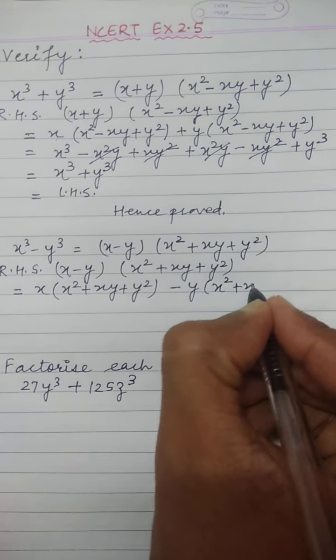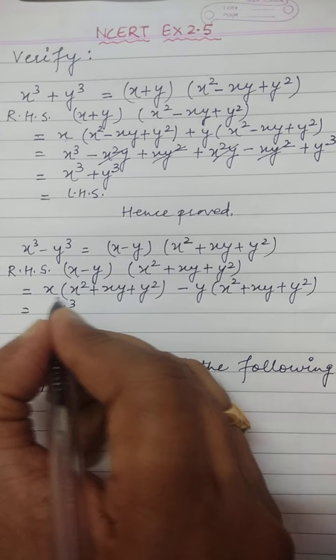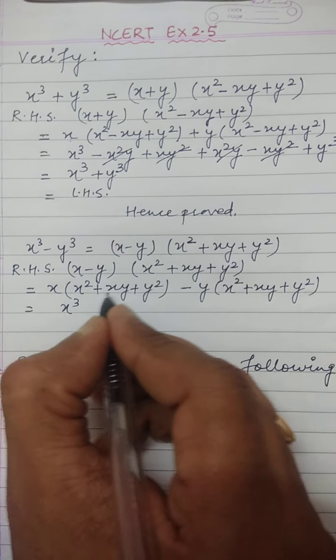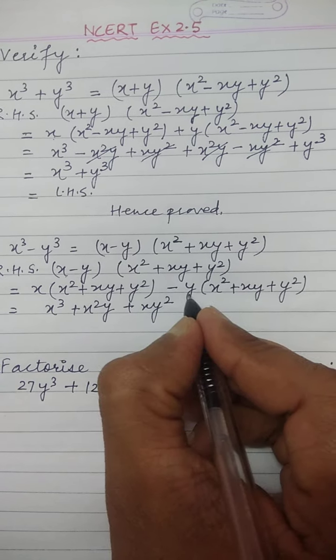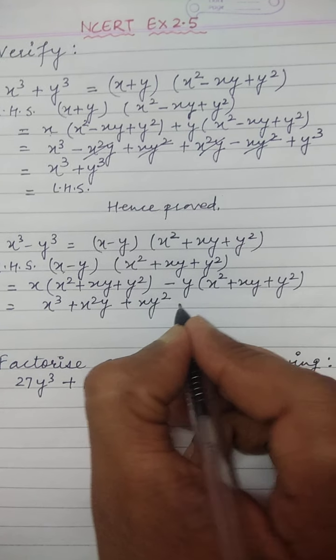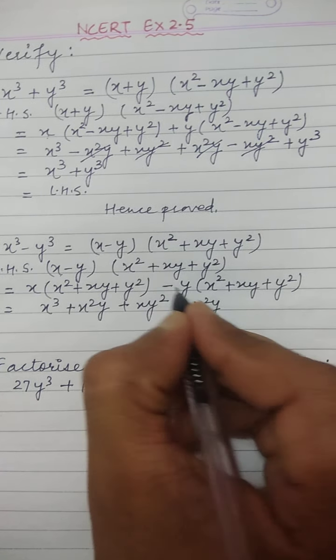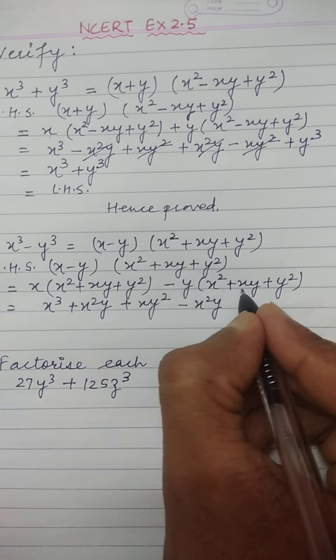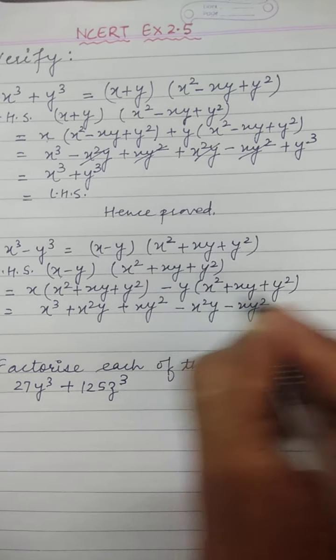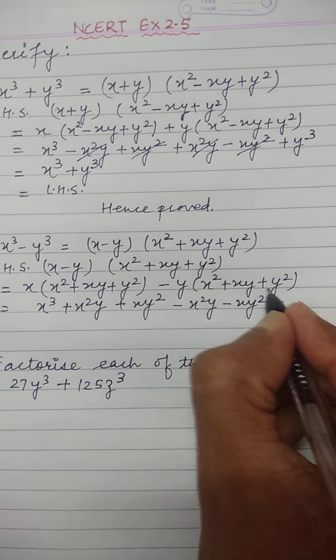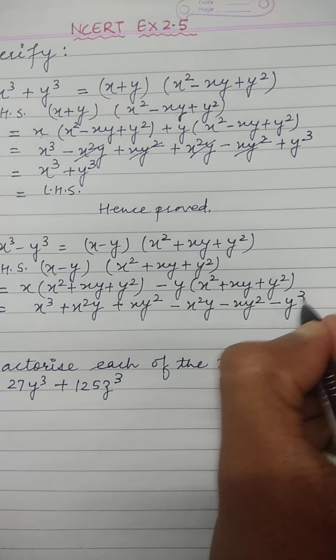So x multiplied by x square, we get x cube. X multiplied xy, we get x square y. X multiplied y, we get xy square. And minus of y multiplied x square, we get minus x square y. Minus y multiplied by plus xy, we get minus of xy square. And minus y multiplied by plus y square, we get minus of y cube.